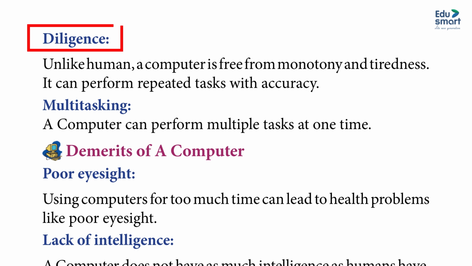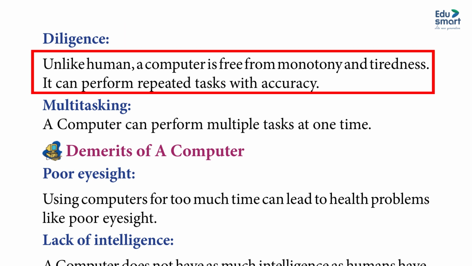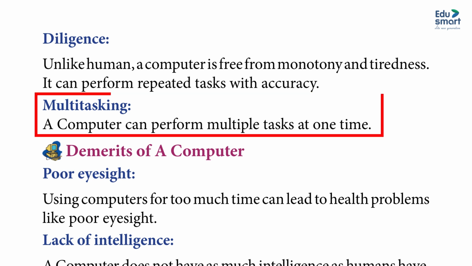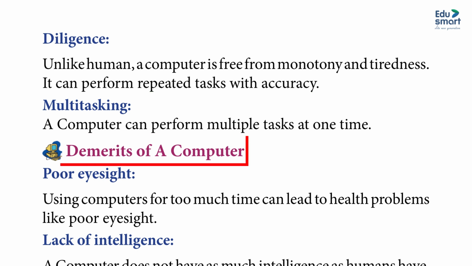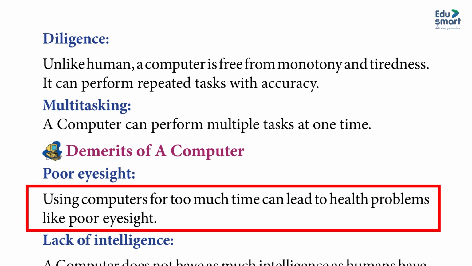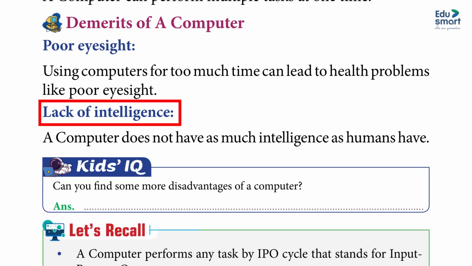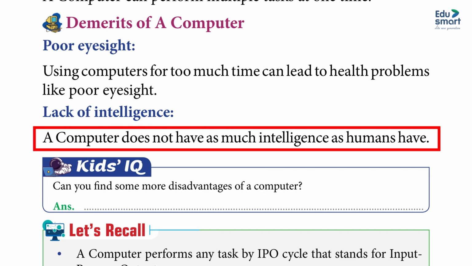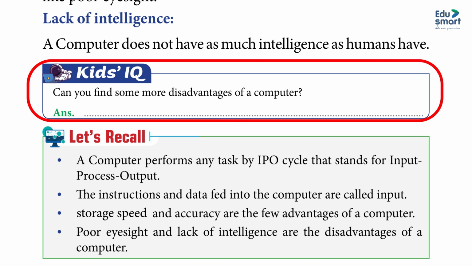Diligence. Unlike human, a computer is free from monotony and tiredness. It can perform repeated tasks with accuracy. Multitasking. A computer can perform multiple tasks at one time. Demerits of a computer. Poor eyesight. Using computers for too much time can lead to health problems like poor eyesight. Lack of intelligence. A computer does not have as much intelligence as humans have. Kids IQ. Can you find some more disadvantages of a computer?